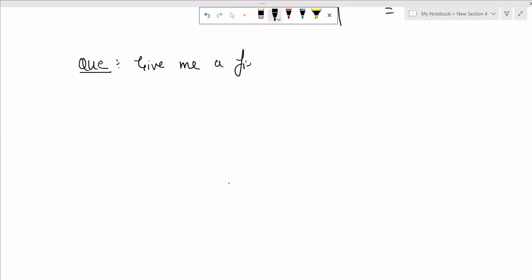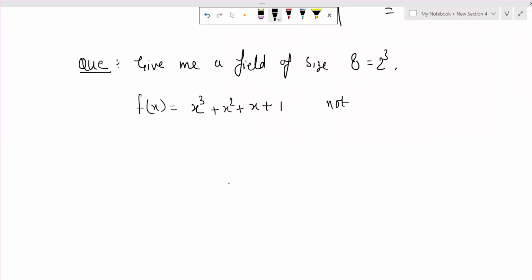For size 8, you have to take a third degree irreducible polynomial over Z2. So give me one. x cube plus x square plus x plus 1. Okay, so is this irreducible? It has 1 as a root, right? So it is not irreducible. Think of something else, but you are on the right track.